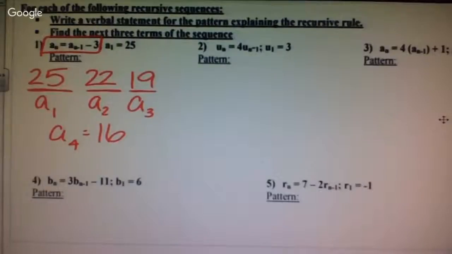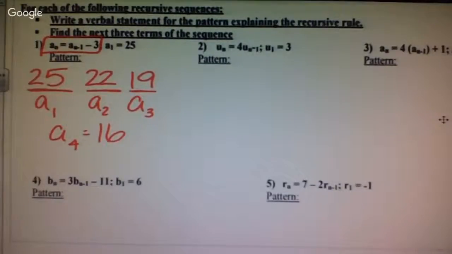DCCC lost power. Oh, wait, I have a question. Wait, so that means... Okay, so it says the previous one is subtracted by 3. Then what?